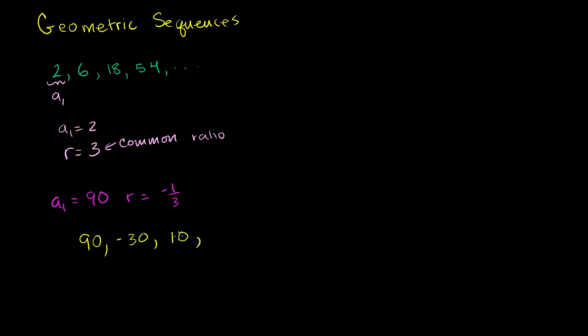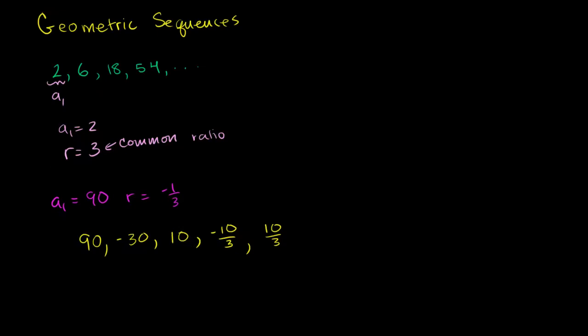Then the next number is going to be 10 times -1/3, or -10/3. And then the next number is going to be -10/3 times -1/3, so it's going to be +10/3. And you could just keep going on with this sequence. So that's what people mean when they talk about a geometric sequence.